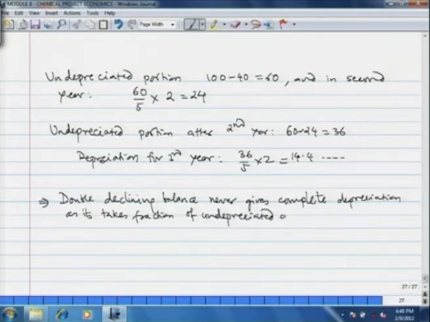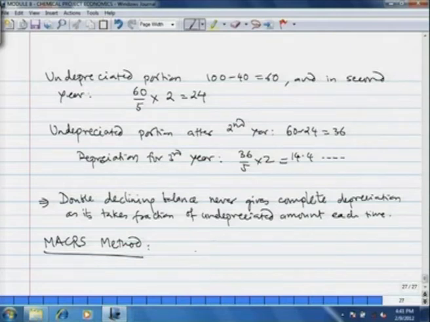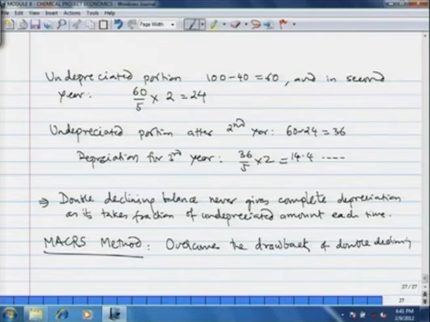Now, how is the MACRS method different from this one? I told you that the MACRS method is a special case or modified case of double declining balance. Now the MACRS method overcomes the drawback of double declining balance by shifting to the straight line method of depreciation for the first year.